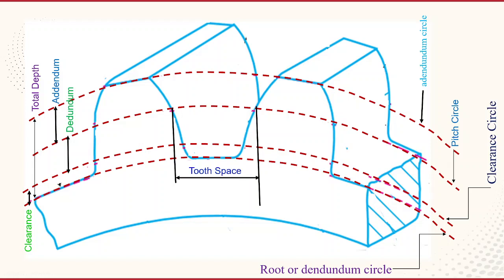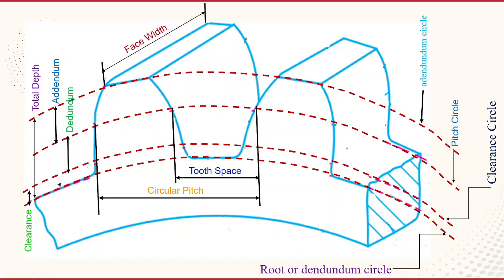Now you can see that the space provided between the consecutive teeth is known as the tooth space. And you can see that we are measuring circumferentially on the pitch circle from one tooth to the same point in the next tooth. That circumferential distance is known as the circular pitch.